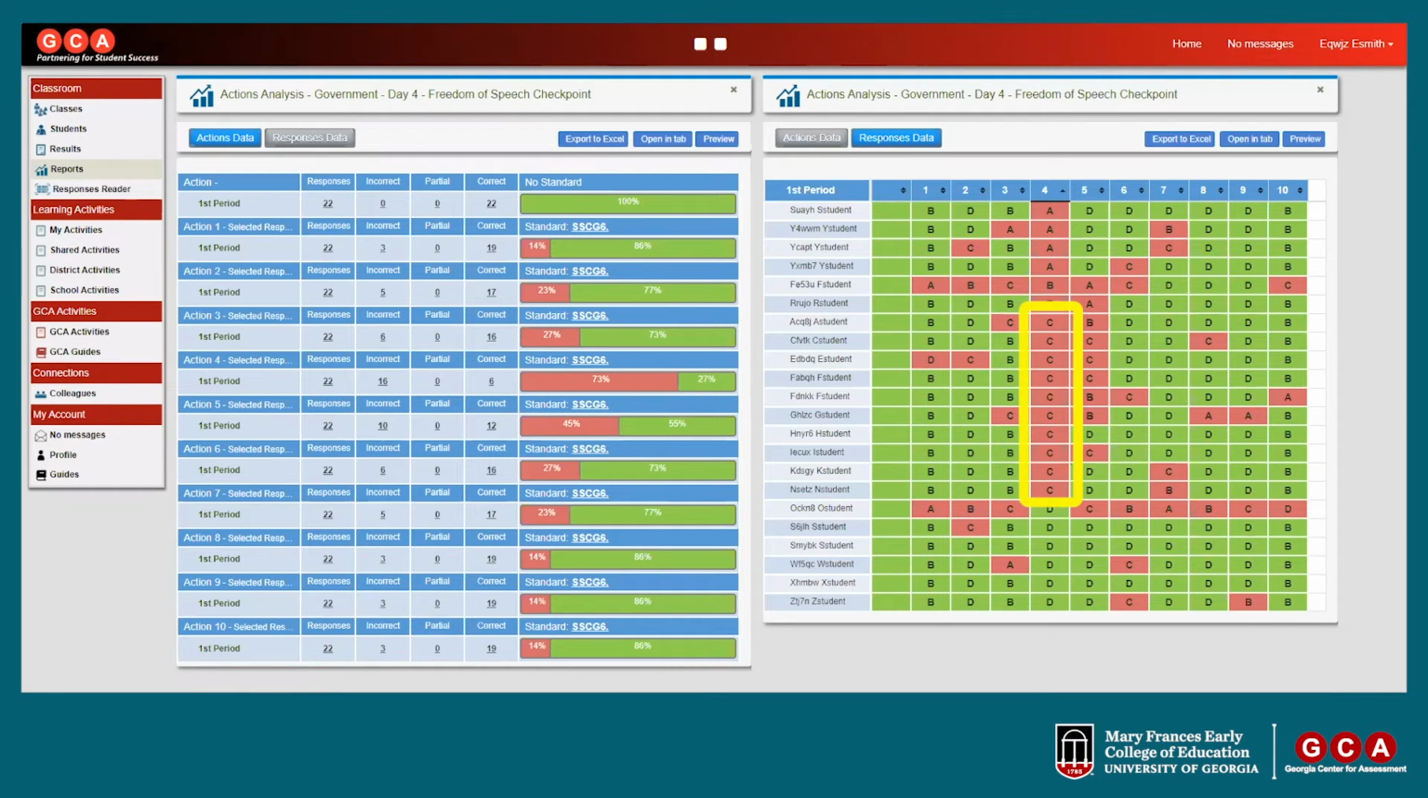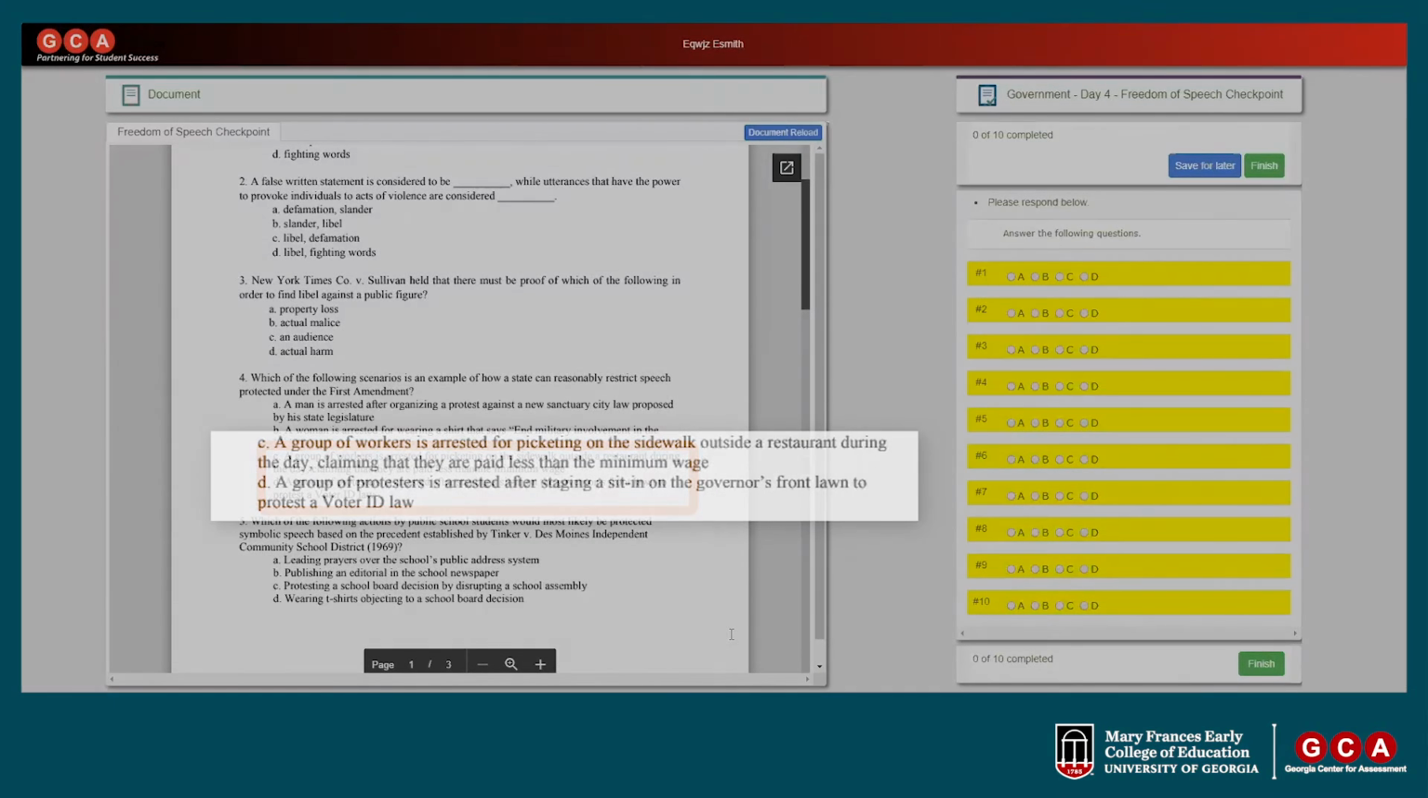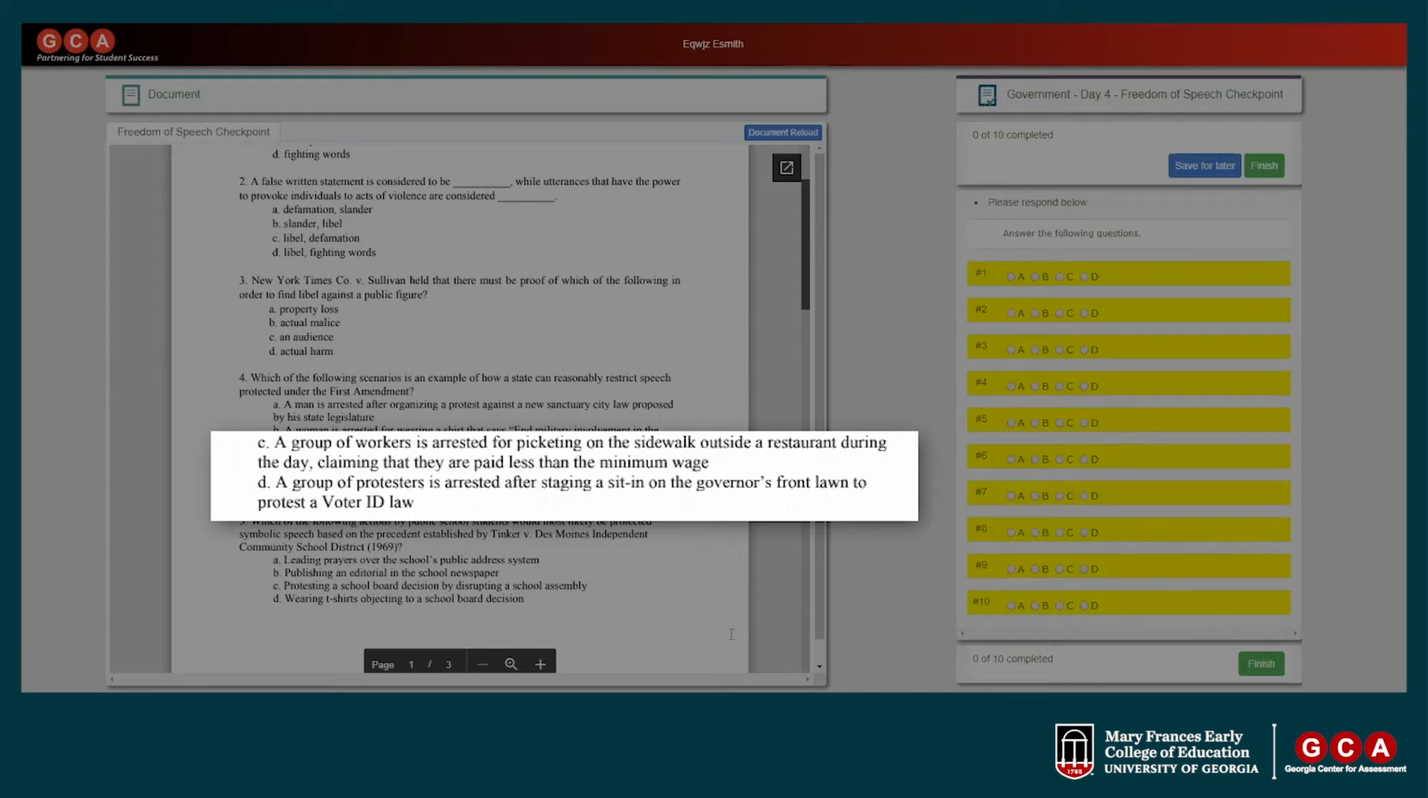He noticed that answer choice C, an incorrect answer, was selected by many of the students. From here, the teacher was able to further evaluate choice C to determine the possible student misconception. The teacher noticed choice C, the incorrect answer, and choice D, the correct answer, were similar in that they were both based on a group of individuals that were protesting. However, a key difference between the two answer choices was the location of the protest. One location was on public property, and the other was on private property.